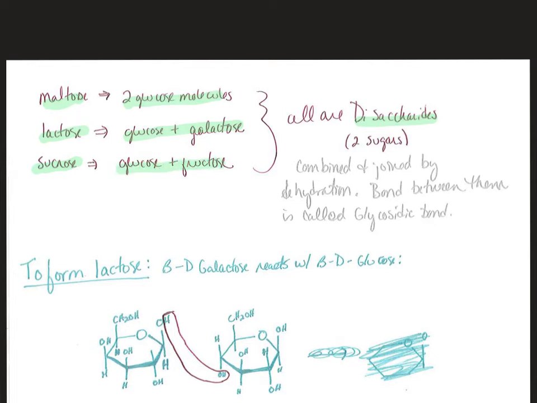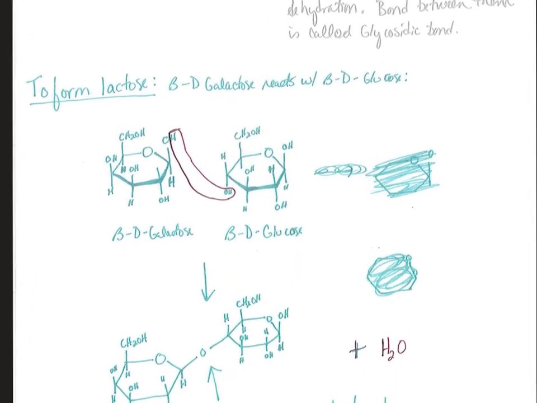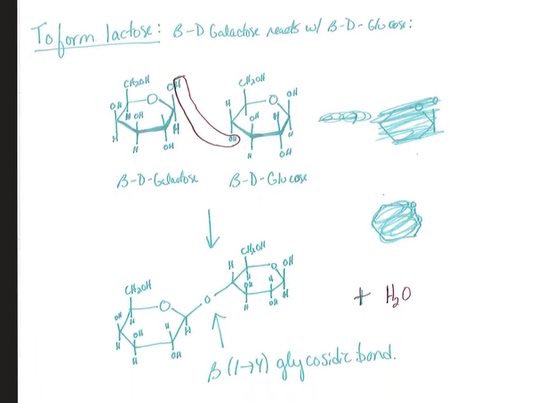So these are formed through dehydration. Remember in the very beginning of this chapter, I showed you how you're forming an ether and removing water. Well, let's look at how we actually do that. To form lactose, what we're combining is a beta-D galactose with a beta-D glucose. Here we have the beta-D galactose in Haworth form, and beta-D glucose right here.